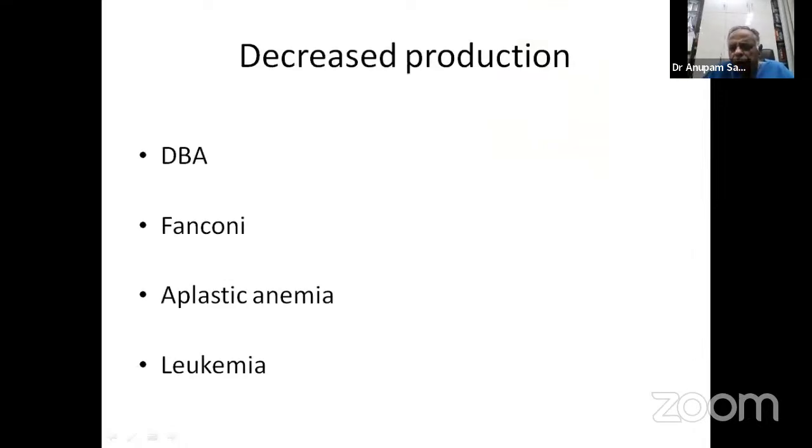Now, when do we suspect decreased production, or what conditions do we expect decreased production? One is Diamond-Blackfan anemia, Fanconi's anemia, aplastic anemia, and leukemia.